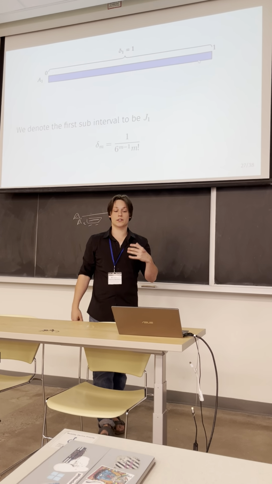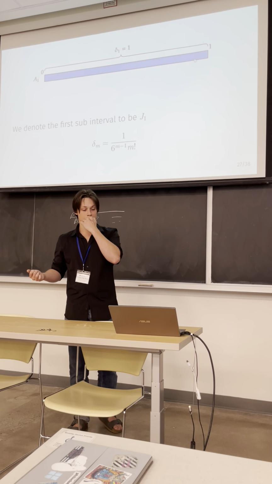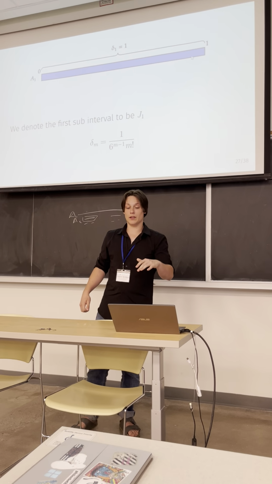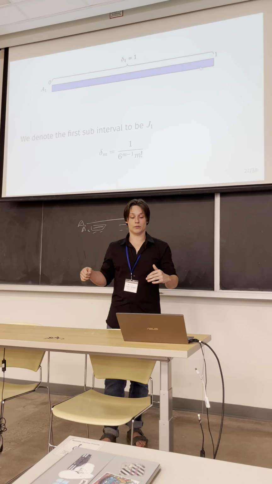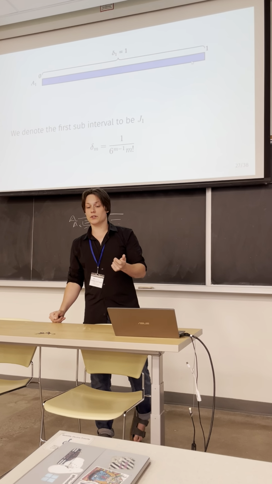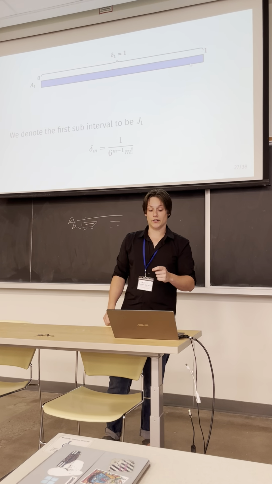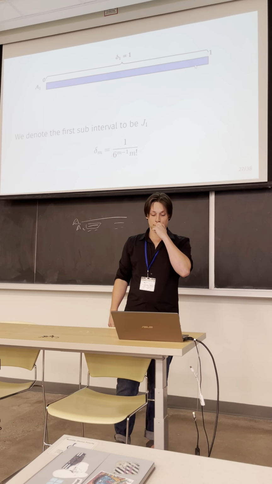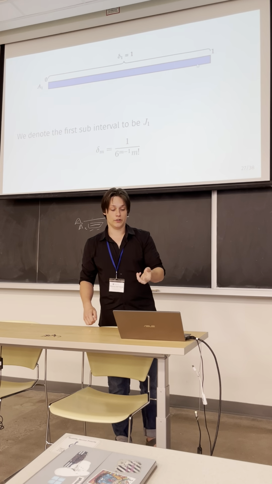Once again, we start with the interval A1 from 0 to 1. Delta m, where m is the mth level of the middle thirds Cantor set, the length of each basic subinterval is 1/6 to the m-1 times m factorial. We also create a sequence we denote as J.